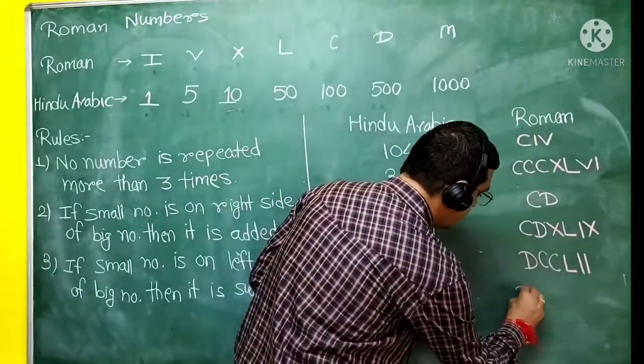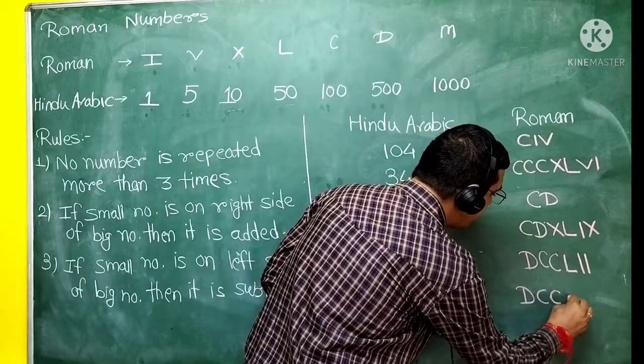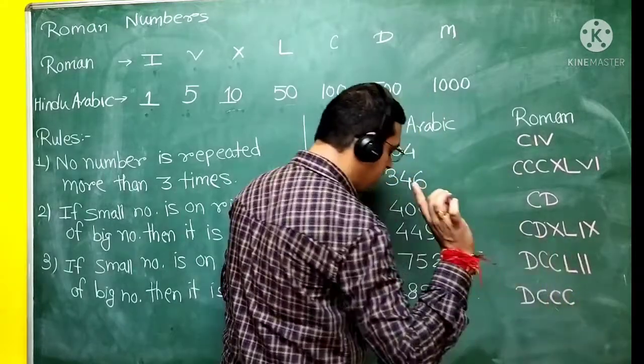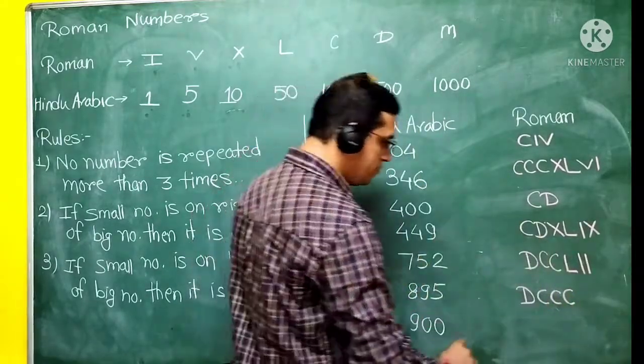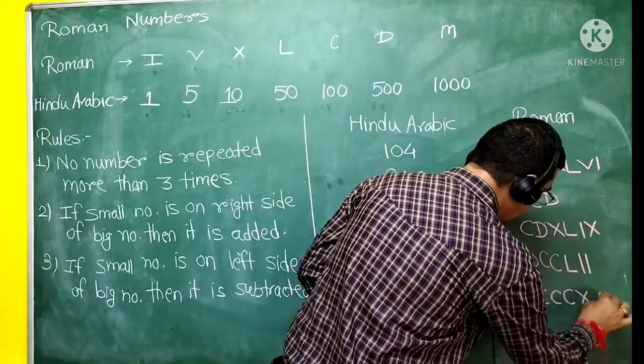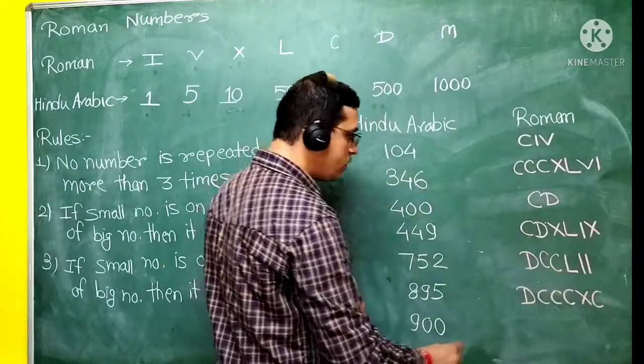895. 500, 600, 700, 800. I can repeat 3 times. 90. We studied a little while ago that 90 is XC. And 5.